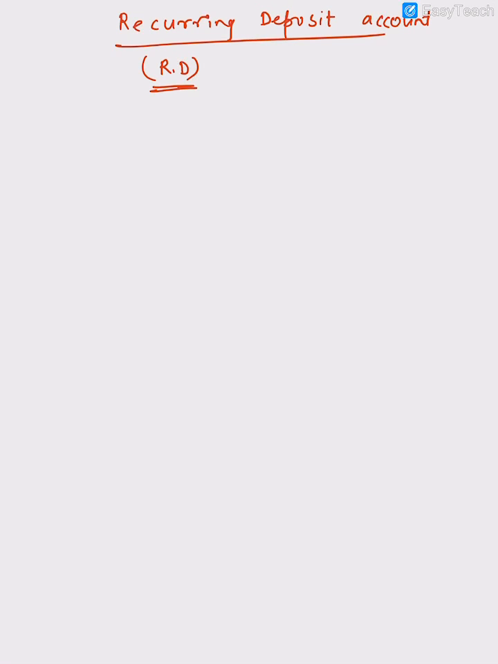Okay, so I'll tell you first what the significance is. You must have heard of a savings account and a current account. So this one is called an RD account. Now, what is the significance of an RD account? What is it meant for?